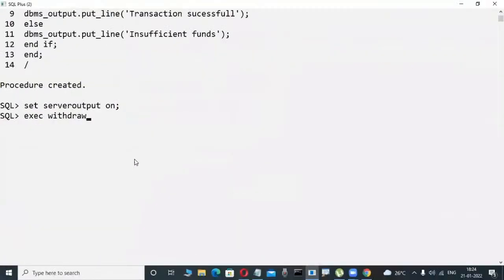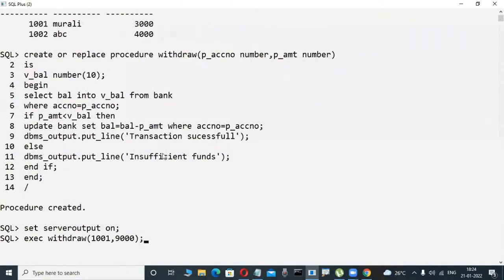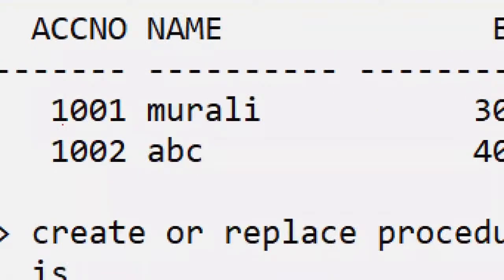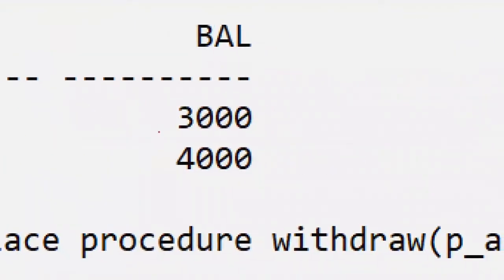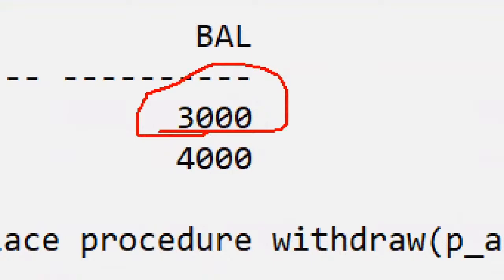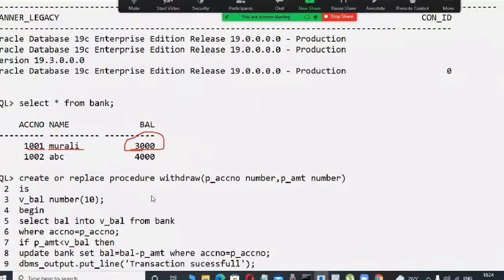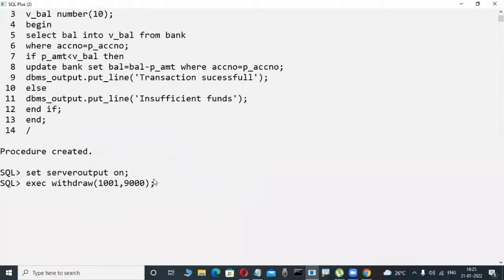Okay, fine. Here, my account number 1001, I'm passing the account number, comma, I try to withdraw 9,000 rupees, for example. Observe here, slowly observe the scenario in this table. 1001 is my account number. Murali is my name. My balance is how much? 3,000. In my table, 3,000 is the current balance. Now, for my account number 1001, I try to withdraw how much amount? 9,000.